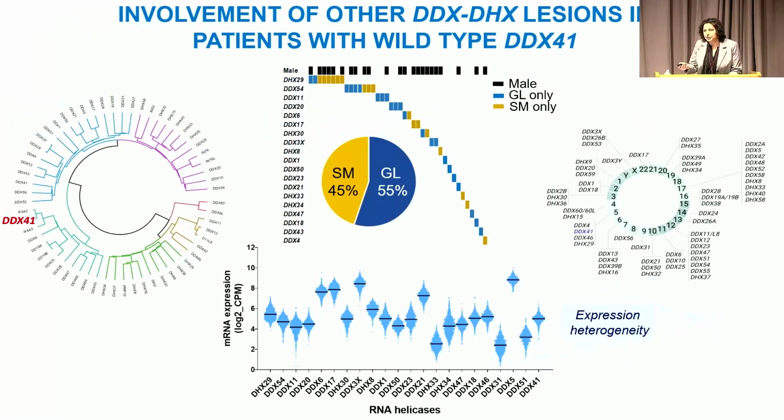So we also spotted about 40 cases with other RNA helicase mutations that did not have DDX41. Male predominance was still a general phenomenon. Variability of these mutations was present also across the mRNA expression level. And some of these helicases are also present in chromosomes very important in MDS AML, like chromosome 5q, as DDX41, and chromosome 7q.